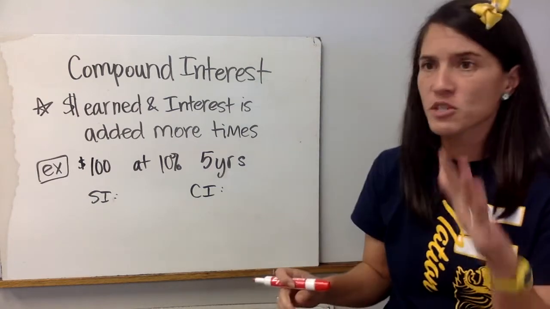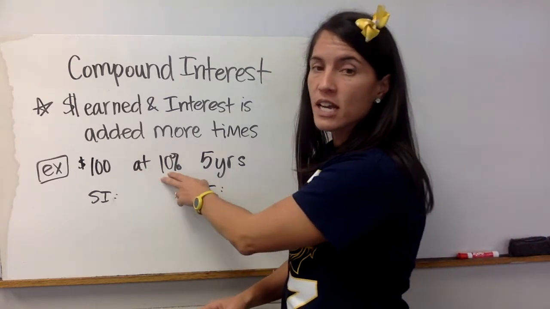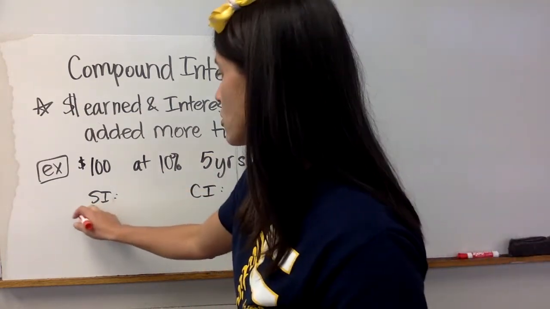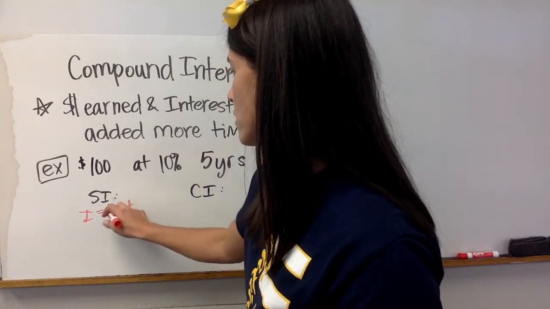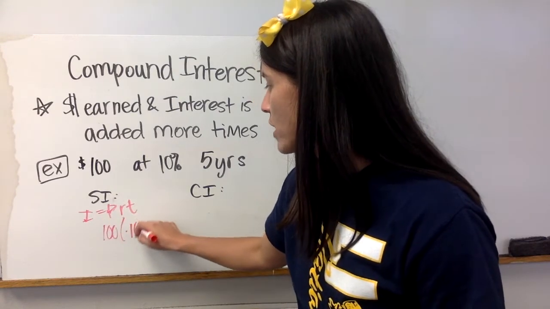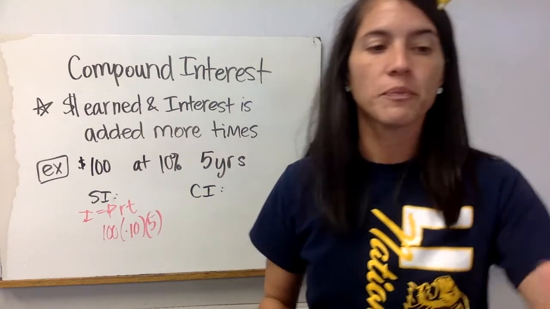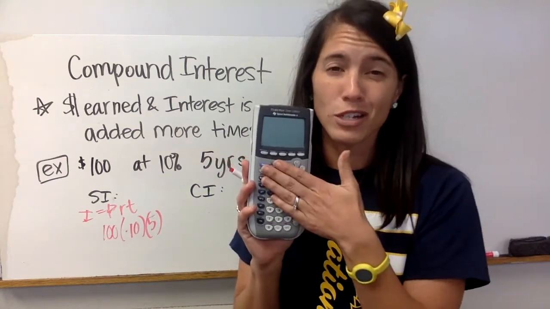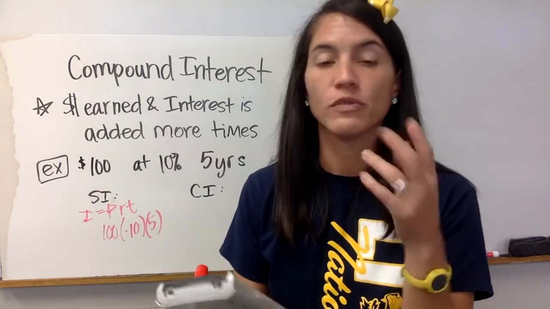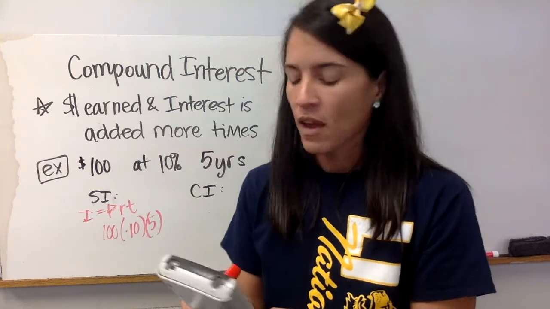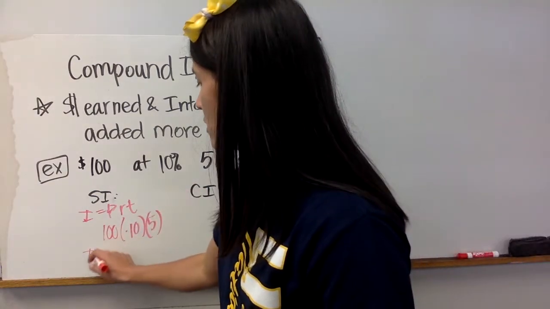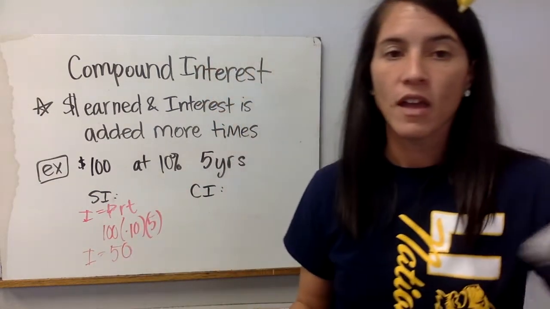So let's just pretend someone has $100 to invest at 10% for 5 years. If it was a simple interest problem, you would just put it into your equation. I equals P times R times T. So $100 principal times 0.10 for 5 years. If you have your calculator handy, you might want to pause and type it in. But 100 times 0.10 times 5. And so the interest is $50 at the end of 5 years.